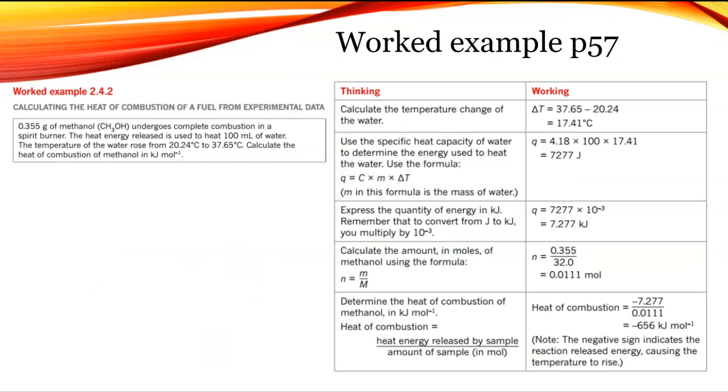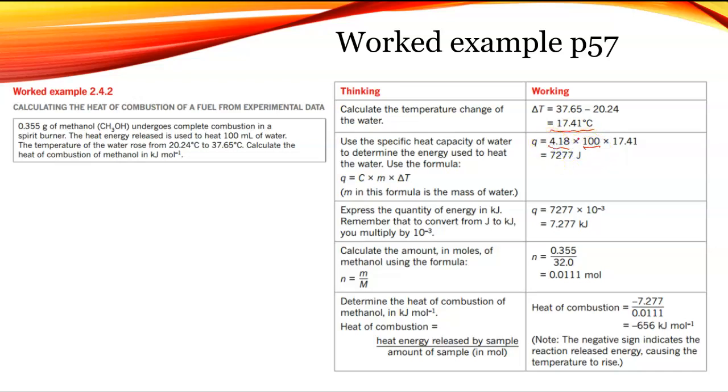Here's the worked example from the textbook. We've got 0.355 grams of methanol undergoing complete combustion. The energy released heats 100 ml of water. You've got your temperature change of the water, and we want to calculate the heat of combustion. So we've got delta T, and this is being quoted to 4 significant figures, which is very lovely. And our Q equals mc delta T. Strictly speaking, we've now been cut down to 3 in our final answer because of the 100 and the 4.18.